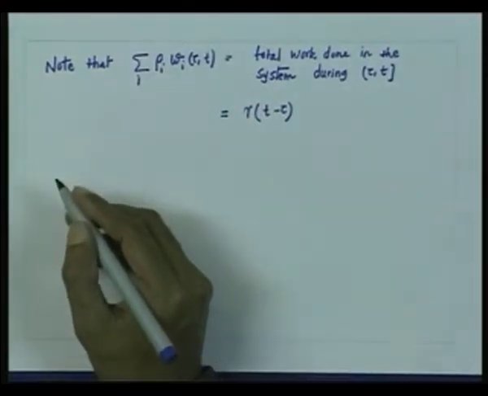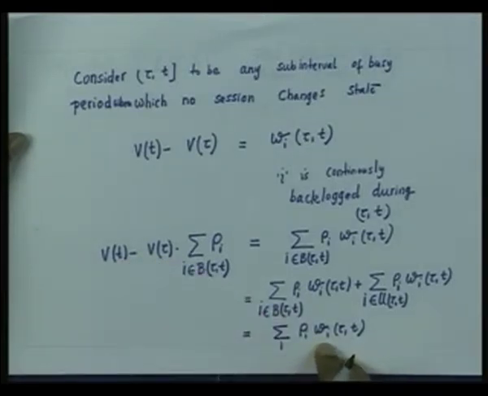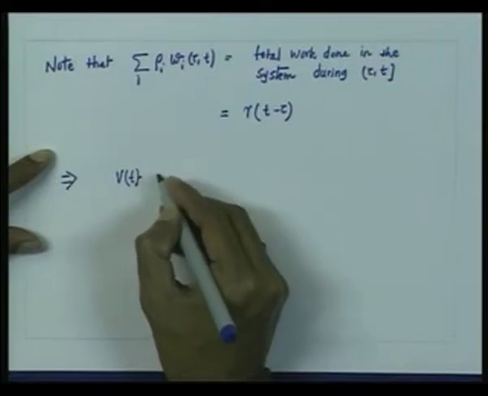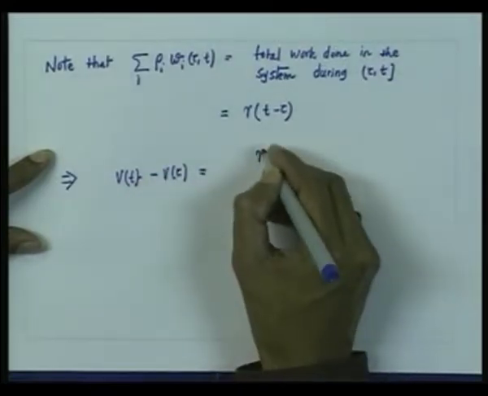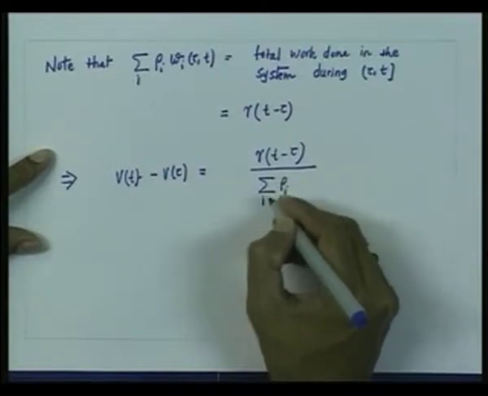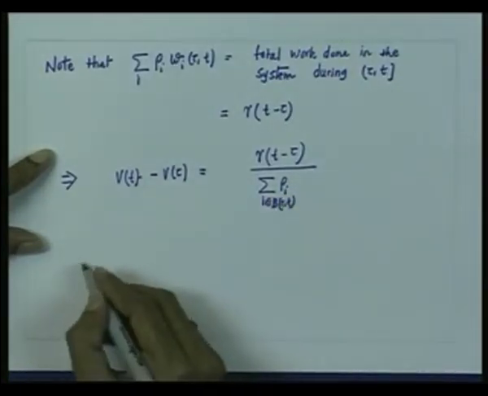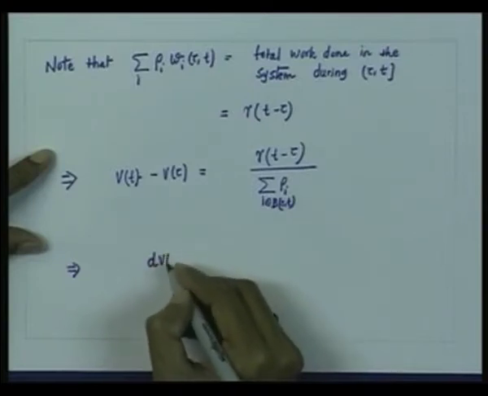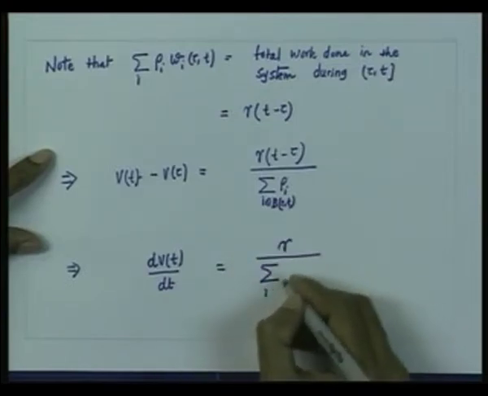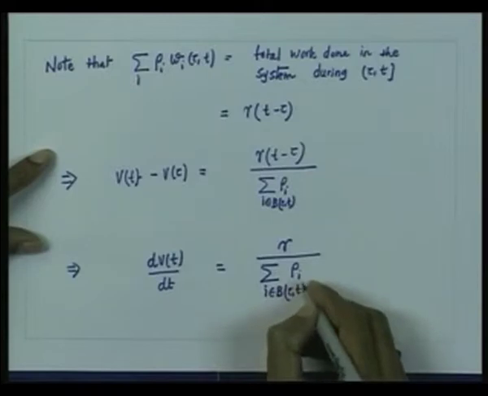And hence from the previous equations, this becomes equal to r into (t minus τ). So therefore we get V(t) minus V(τ) equal to r (t minus τ) upon the sum of ρ_i, where the sum is over the set of all backlogged sessions. So this means that the slope dV(t)/dt is given by r upon the summation of ρ_i's over all sessions which are backlogged.